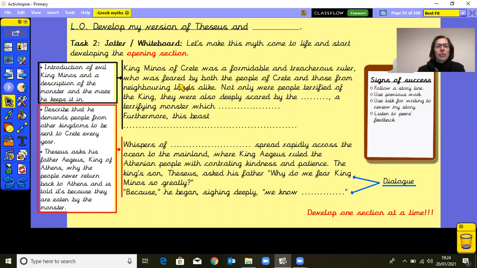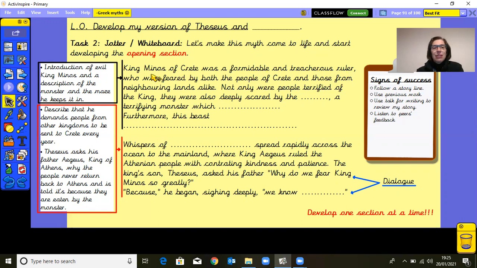So, as you can see, I set the scene and one of the main characters, King Minos of Crete. So we're going to talk about King Minos and the location, Crete. Now, using an expanded noun phrase, formidable and treacherous ruler, I give more detail about King Minos. So good grammar point, I've used an expanded noun phrase.